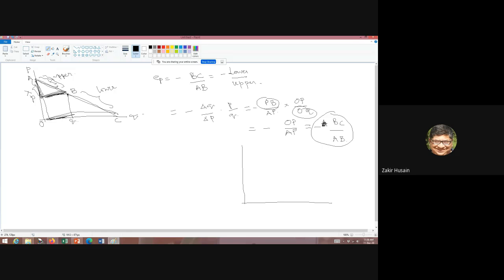So using the definition of similar triangles, we can see that OP is this and this. So this ratio will equal this ratio. Now, what does it imply for elasticity? Let us take the midpoint. And we call this B0.